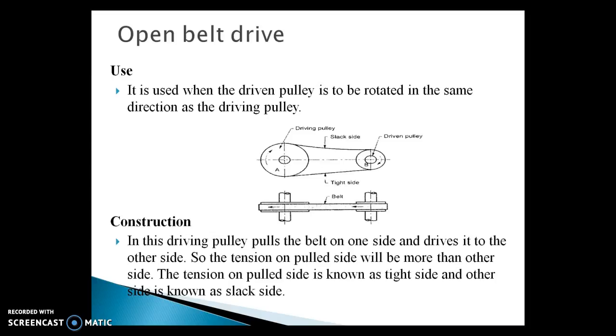Coming to the drives, first one is open belt drive. It is used when the driven pulley is to be rotated in the same direction as the driving pulley. Example, we can consider the flour mill or the cycle, in which one is considered as the driving pulley, the other one is considered as the driven pulley. The driving pulley pulls the belt on one side and drives it to the other side. So the tension on the pulled side will be more than the tension on the other side. The pulled side is called the tight side and the other side is called the slack side.